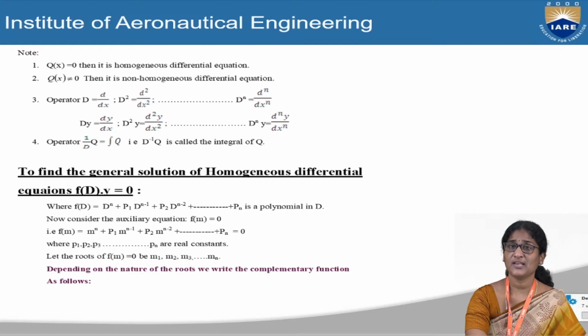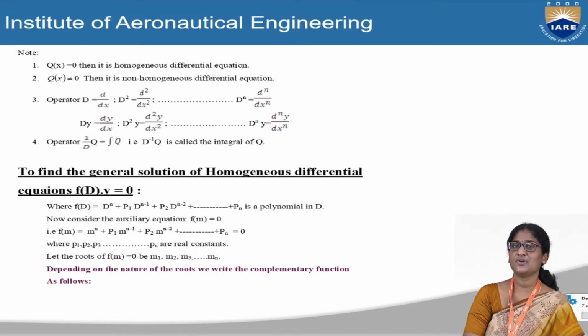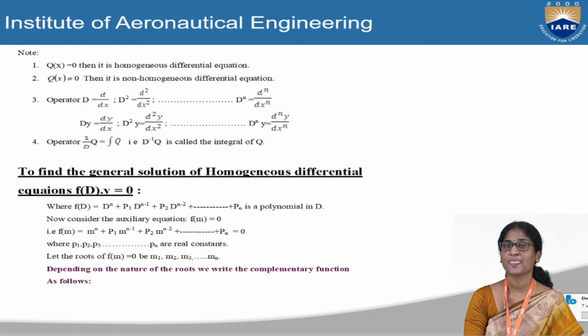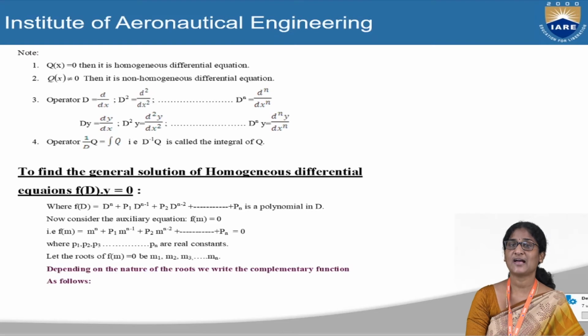Now in f of D, you replace D by m. You replace capital D by m to get an auxiliary equation. So what is an auxiliary equation? An equation obtained by replacing capital D by m, because D is an operator. It doesn't have any meaning, so we have to convert it to some variable to find out roots. An operator does not have any root, so a variable will have some root.